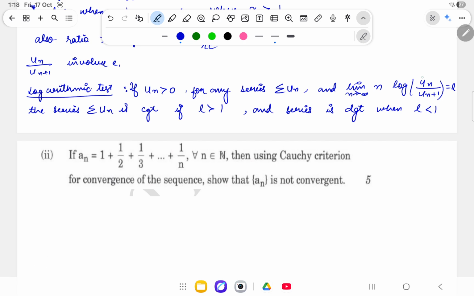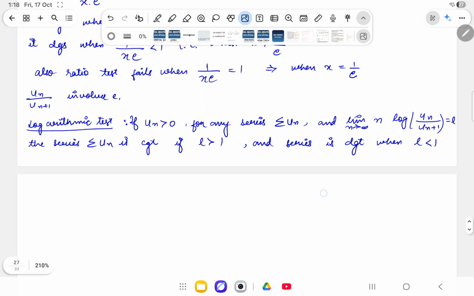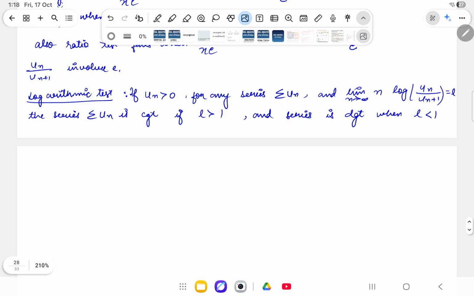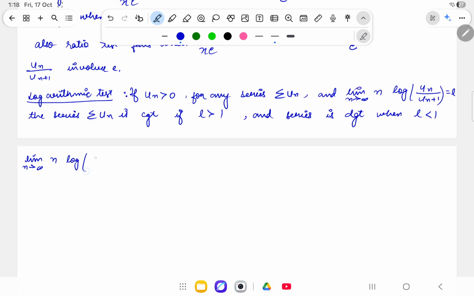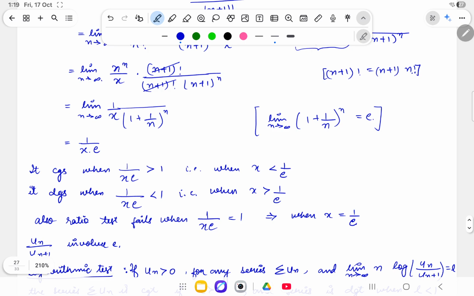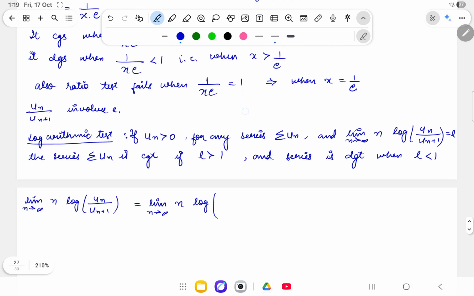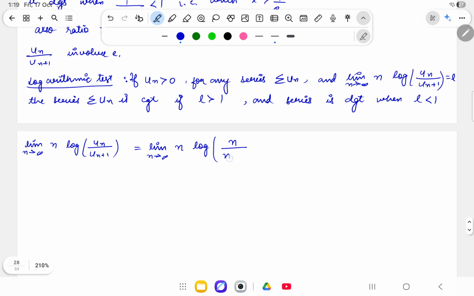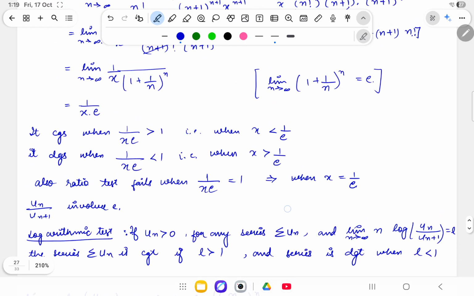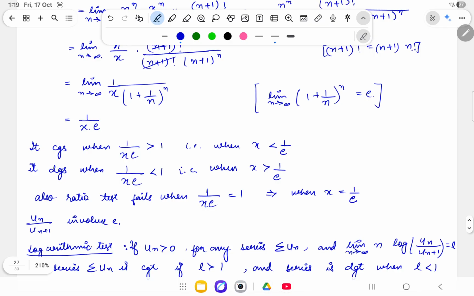So let's just use this test to see where our series goes for x equals 1 by e. In order to apply this test, we need to calculate limit n approaches infinity n times log un by un plus 1. Now we have already found out what is un by un plus 1, so we'll just plug in the values from above. So it will be limit n approaches infinity n times log of, from here we got it as n by n plus 1 raised n times 1 by x, and in our case our 1 by x is basically e.